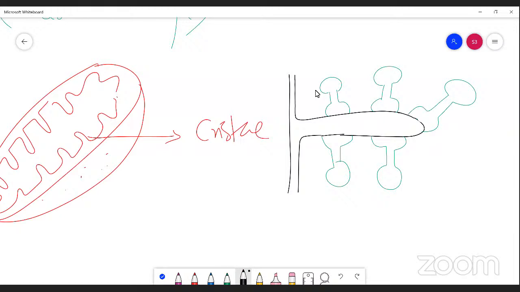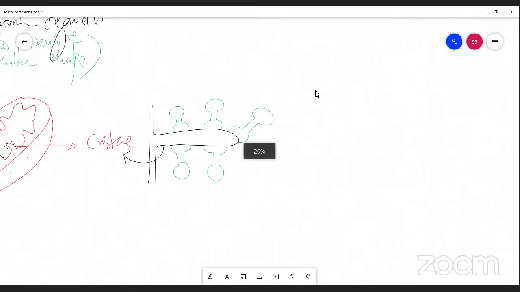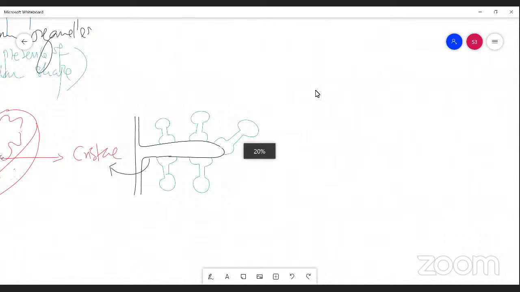So this kind of structure you find at the surface of the crista. Here I have enlarged only the crista structure. Now this is the structure of the crista. Now this crista consists of F1 particles, or Fernandez particles. It is also known as an F1 particle or Fernandez particle.